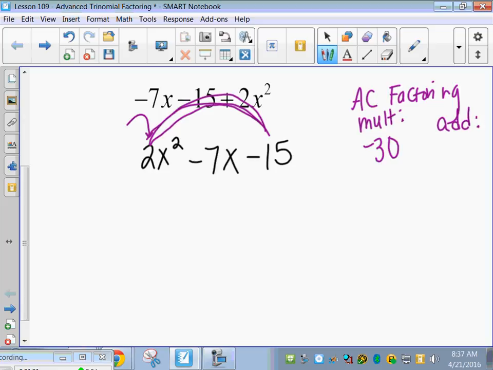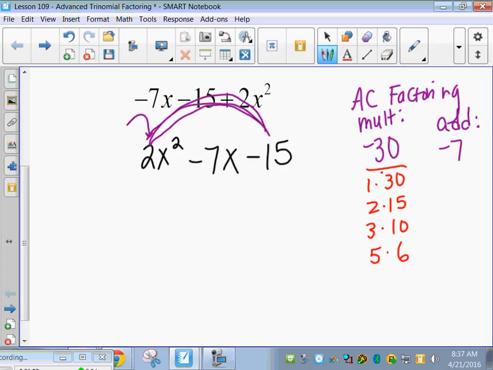Now, if you can just think of them off the bat, that's great. If you can't, you always can list your factors of 30, anything that goes into 30. So let's just do them all. 1 times 30, 2 times 15, 3 times 10, 5 times 6. Again, they have to multiply to a negative, so one of them has to be negative, and they have to add to negative 7.